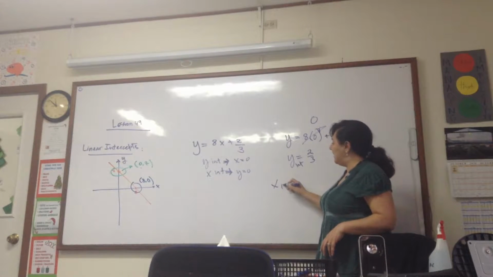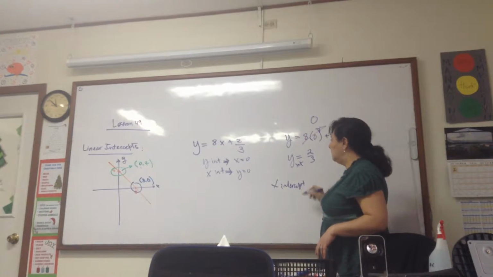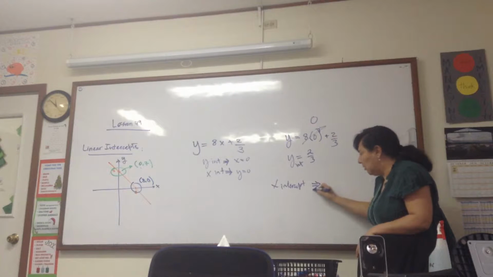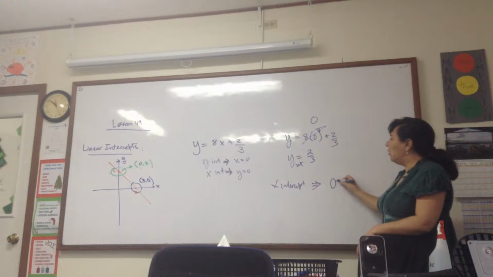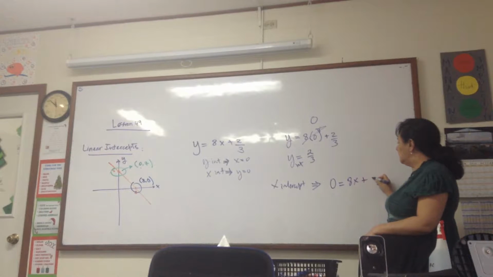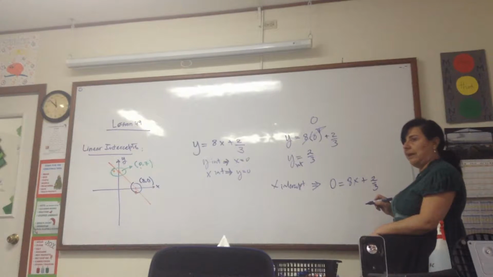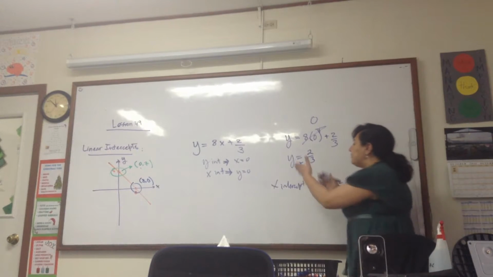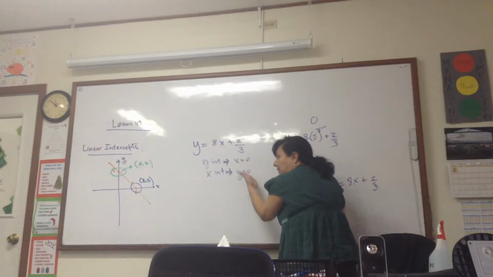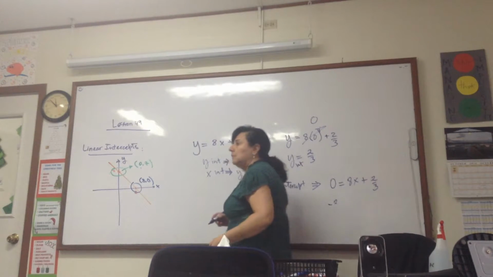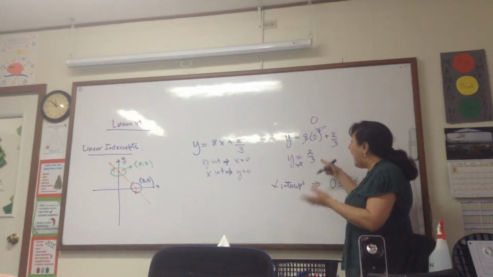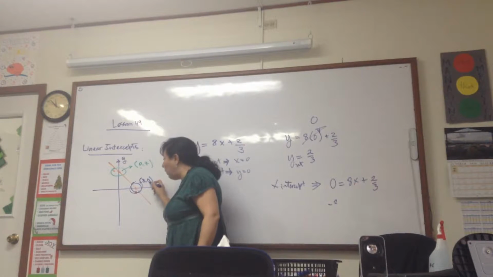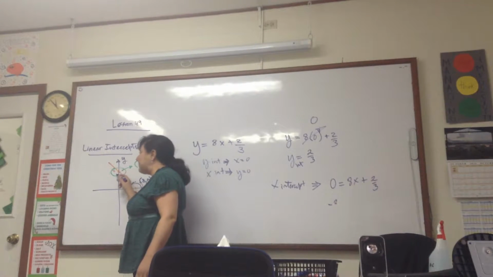What if I ask for the x-intercept? y equals 8x plus 2/3. You would put the y equals 0. This would be 0 equals 8x plus 2/3, right? So you would do minus 2/3, because for the x-intercept, y equals 0. But why? Because in the y-intercept, x equals 0. In the x-intercept, y equals 0.